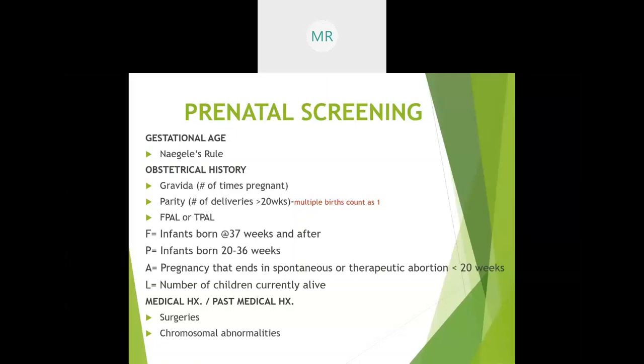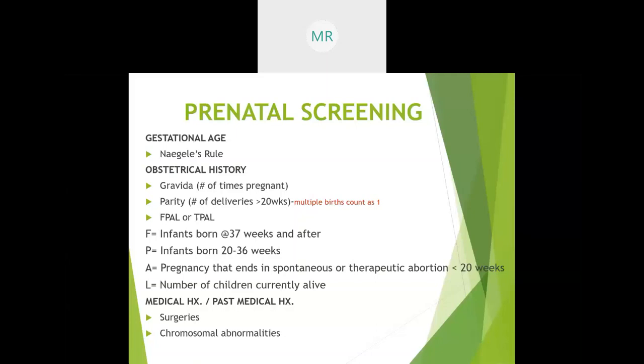And then you're going to see numbers next to it. 4 numbers, a G over, let's say 4 numbers. What they're doing is they're trying to find out the parity. So there is an acronym, and that's FPAL or TPAL. And that's all talking about the deliveries. So FPAL, full terms, preemies, abortions, and living, or T for full term, preemies, abortions, and living.